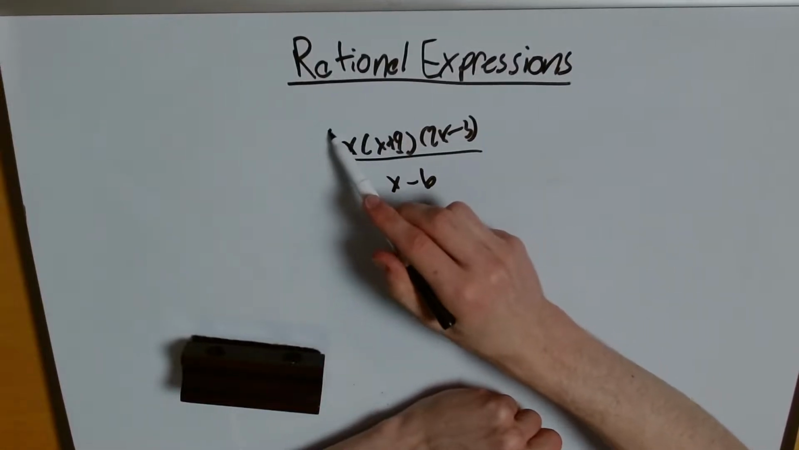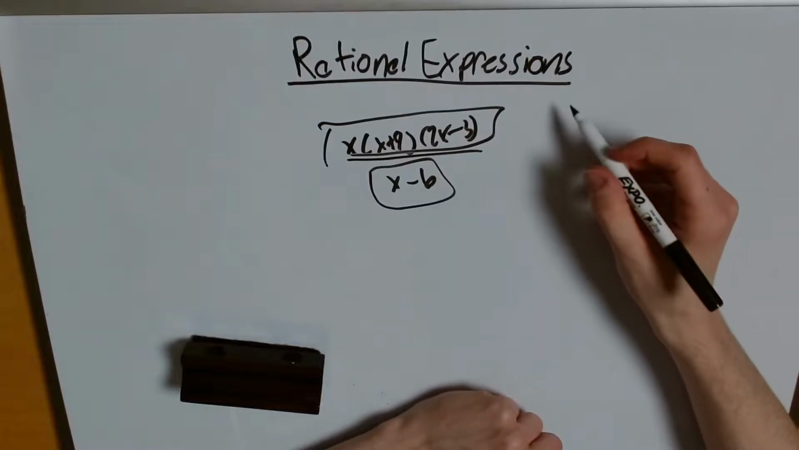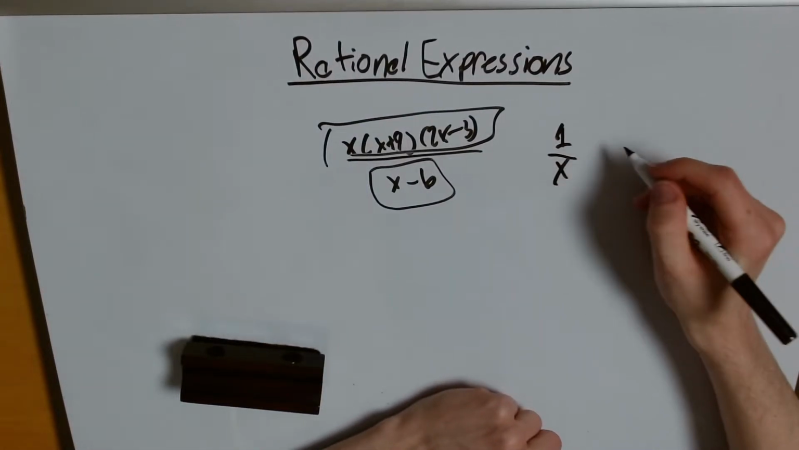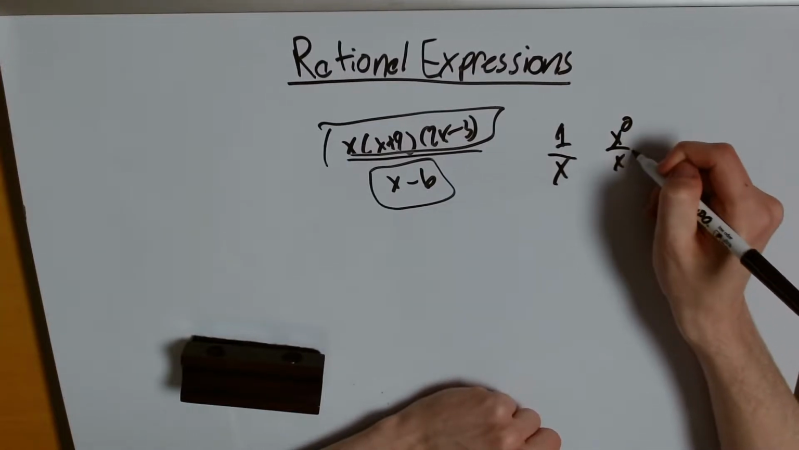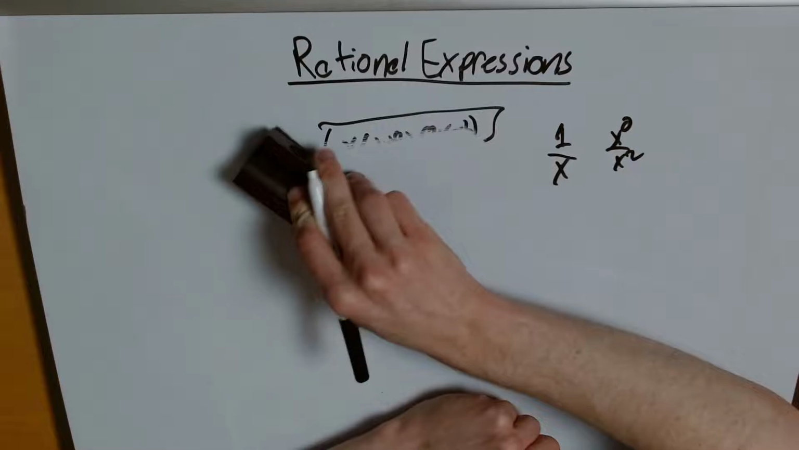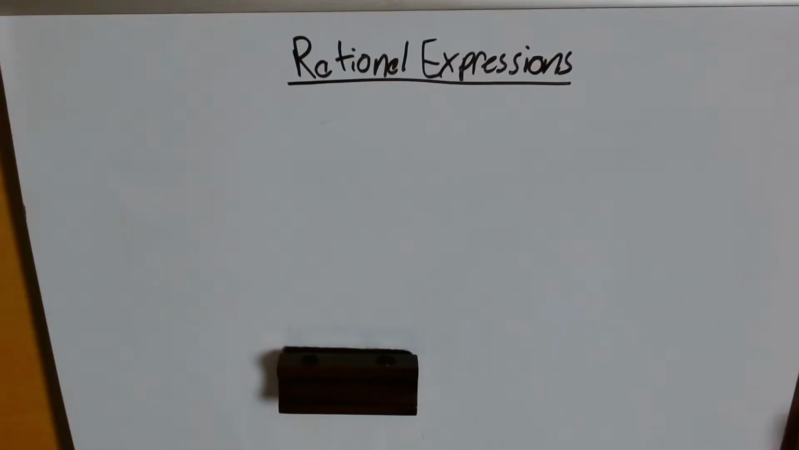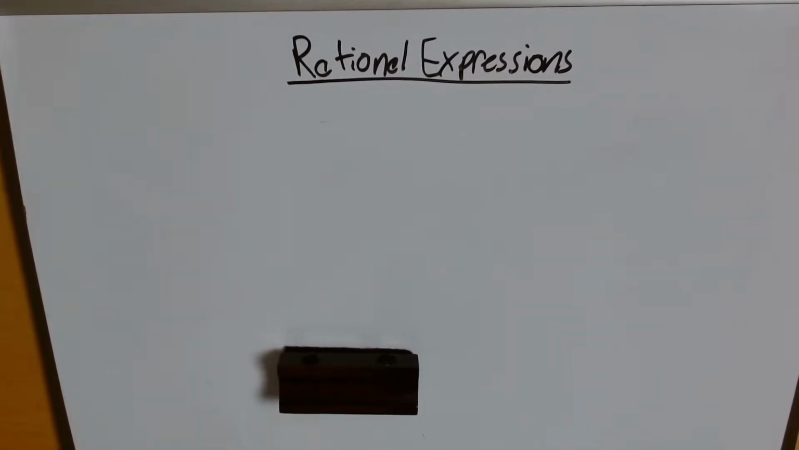Anything that, when simplified, will produce a polynomial in both terms. And that includes even things like 1 over x, because 1 is just x to the 0 over x to the 1. So that's what a rational expression is. And as you can see, they come in varying degrees and varying forms. But why exactly are they important?